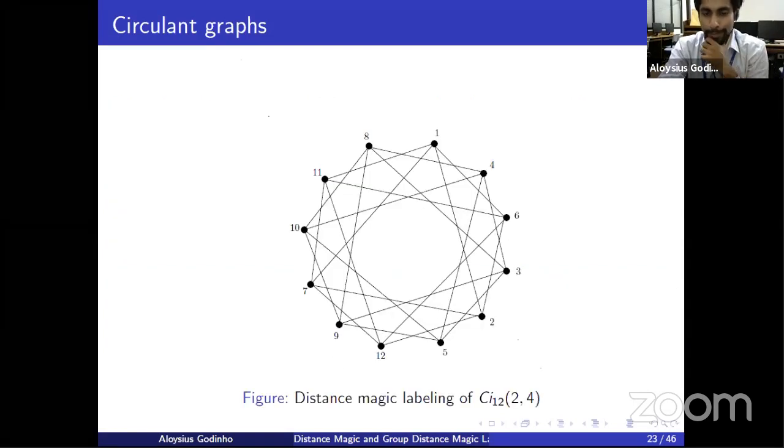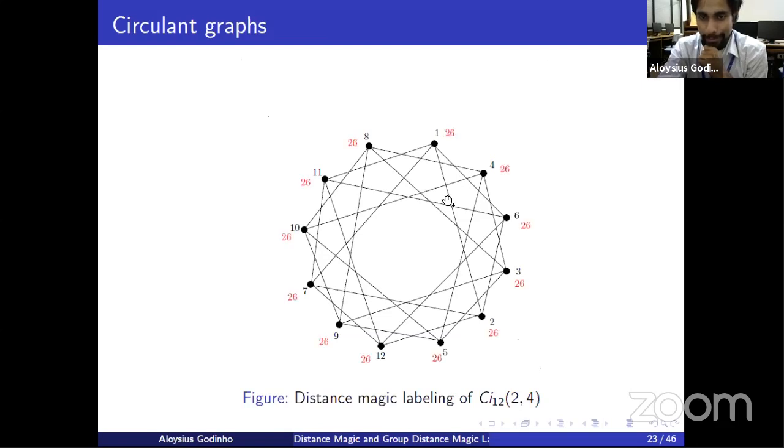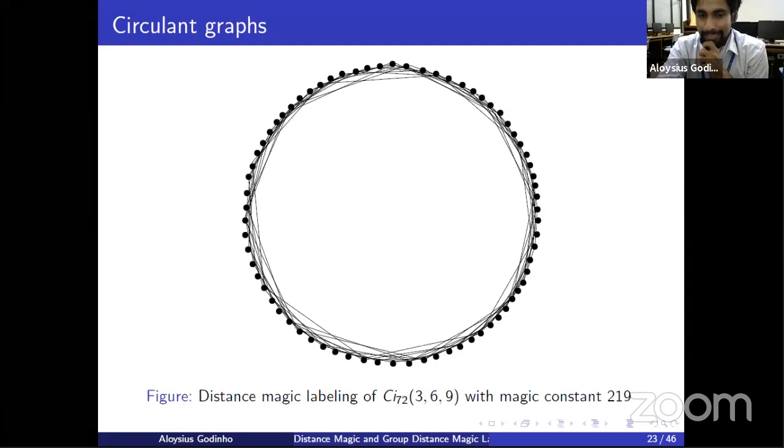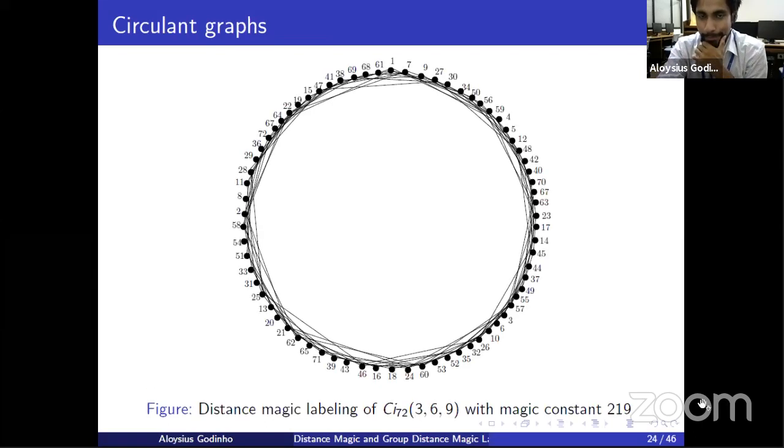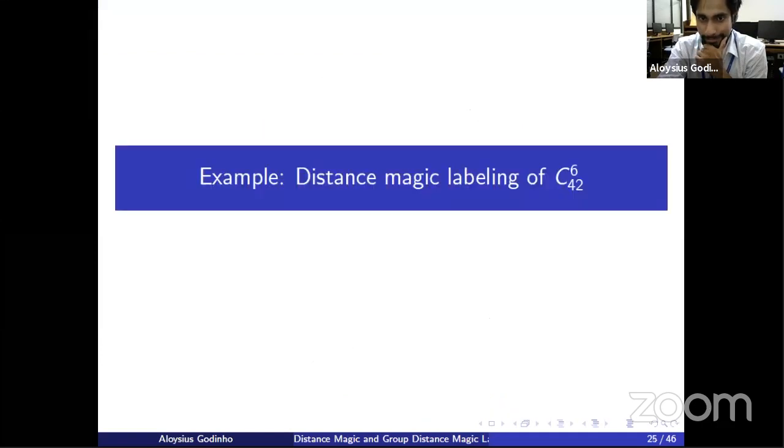So here's an example. We have a circulant graph on order 12 with 2 and 4. Every vertex is joined to the second vertex and the fourth vertex on the cycle. And this is the magic labeling of the graph, and the magic constant is 26. In another example, we have Ci 72. So there are 72 vertices. Every vertex is joined to the third vertex, the sixth vertex, and the ninth vertex on the cycle. The magic constant here for this labeling is 219.